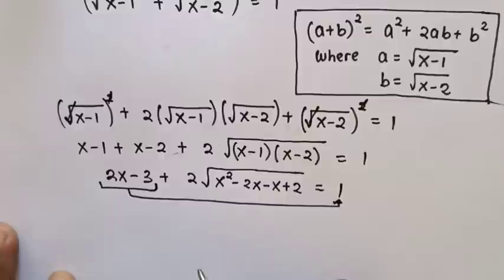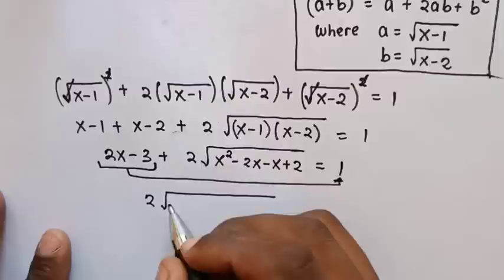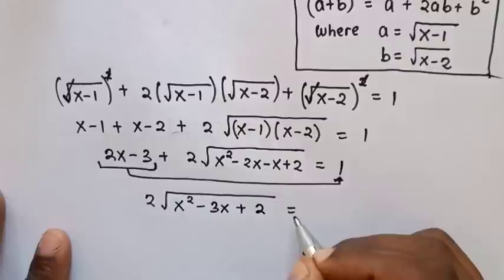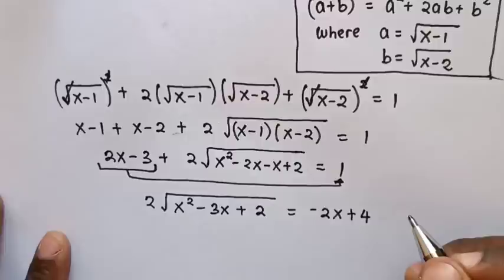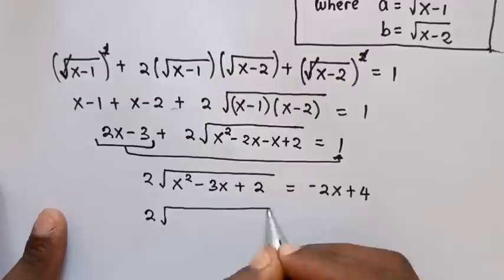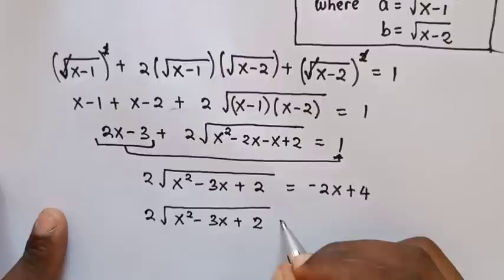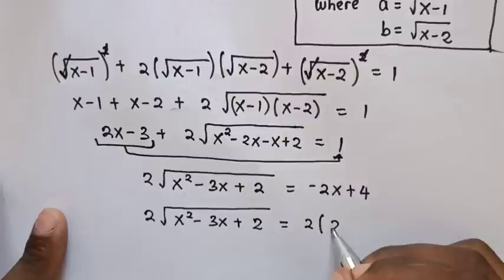So in our equation it will be 2 square root of x square. This and this is minus 3x plus 2 is equal to this 2x, when it comes to this side to be minus 2x. This negative 3 to be positive 3 plus 1 is plus 4. Then here 2 is common, so we take 2 out of bracket. So it will be 2 square root of x square minus 3x plus 2 is equal to, when we take 2 outside of bracket, this divided by this is 2 minus 2x divided by this is minus x bracket.